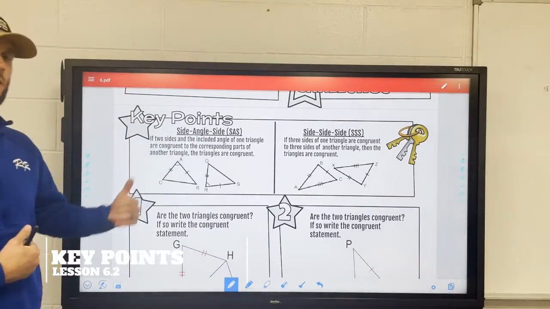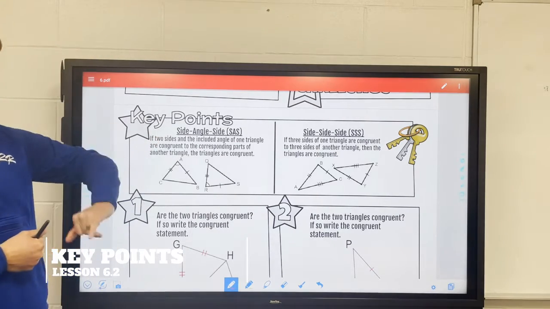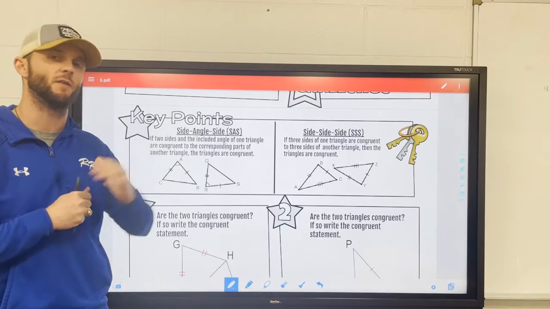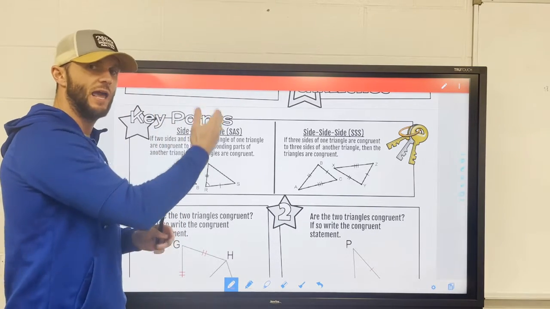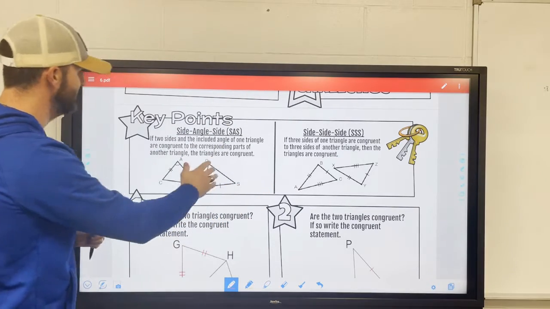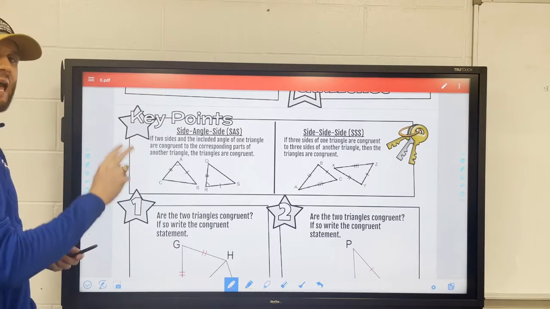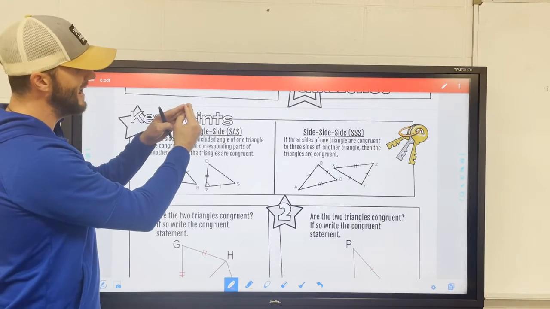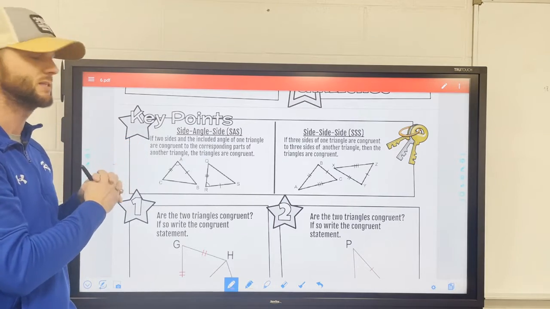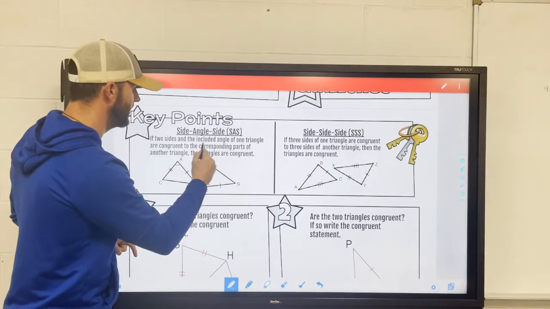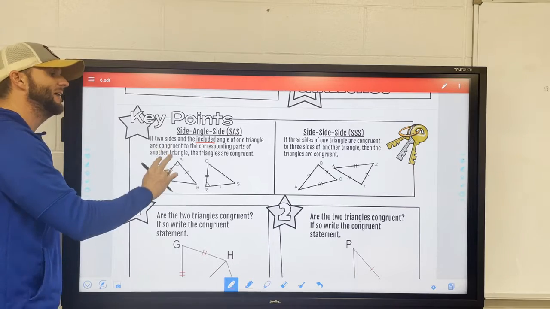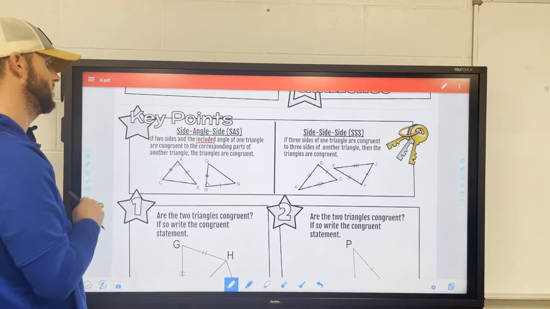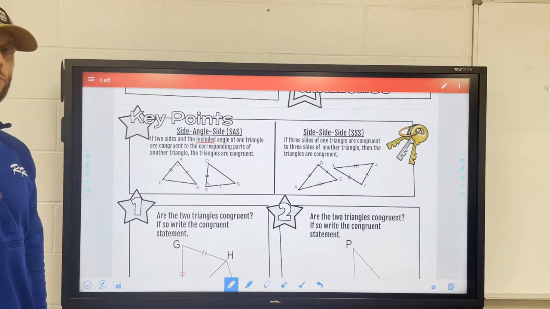All right, so let's look at our first one here, guys. So we have our side angle side, and I want you guys to make sure and look at the order of how this is written. I have a side, I have an angle, and I have a side. So let's look at our definition. So if two sides and the included angle, so that means if I have two sides that are meeting at each other, that angle that is created by those two congruent sides, that's the one I'm talking about whenever I say included. So if two sides and the included angle of one triangle are congruent to the corresponding parts of another triangle, the triangles are congruent to each other, okay?